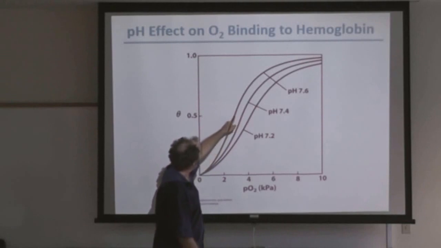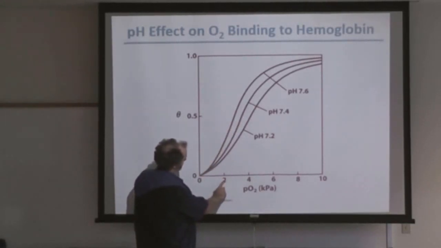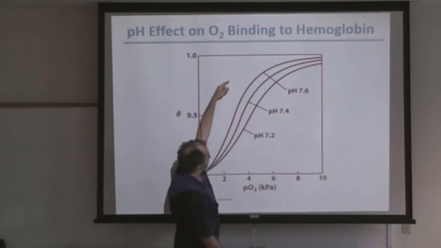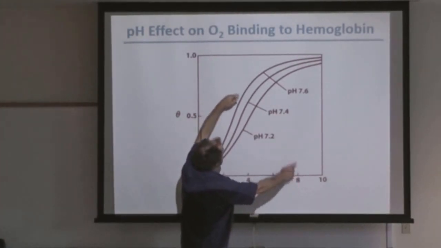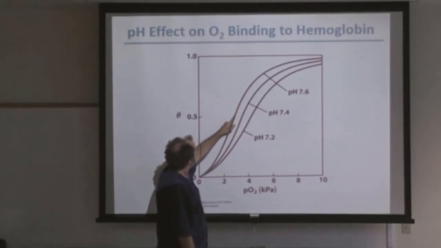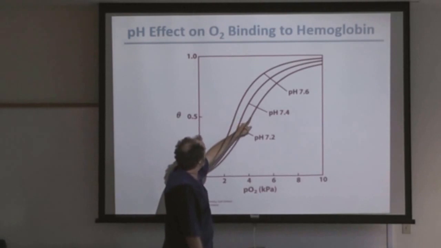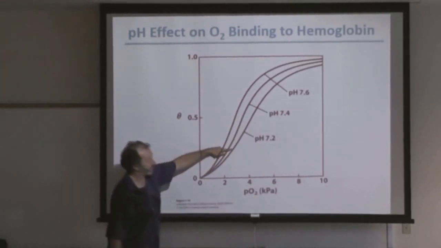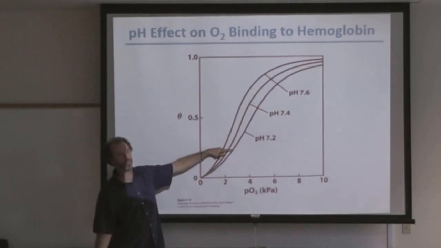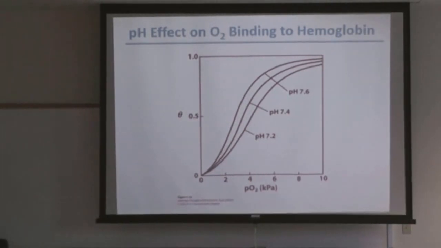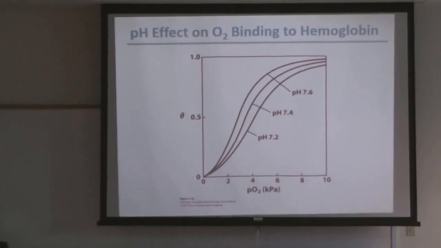And let's say the partial pressure of oxygen goes from 8 to 2 in the periphery. Rather than dumping off this much, you would actually go all the way down to like a quarter, or 25% oxygen bound, based just on pH changes.